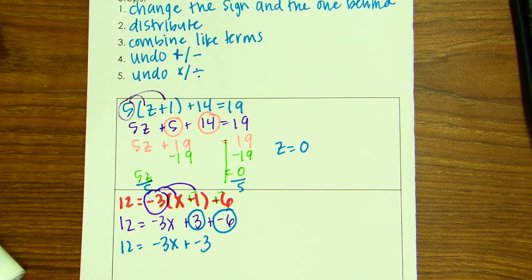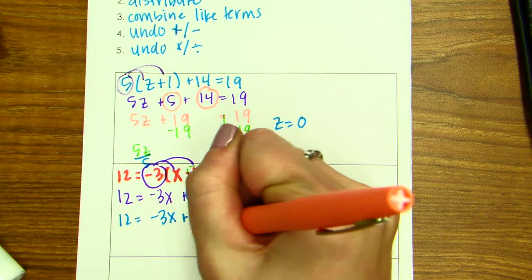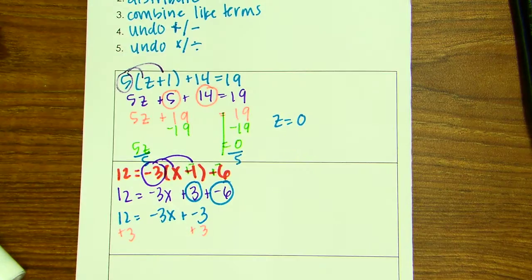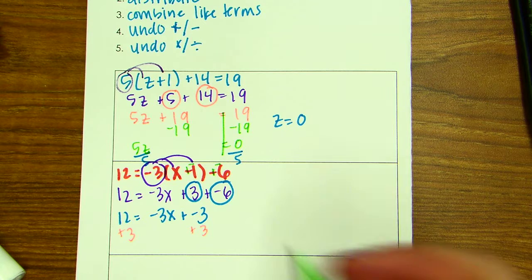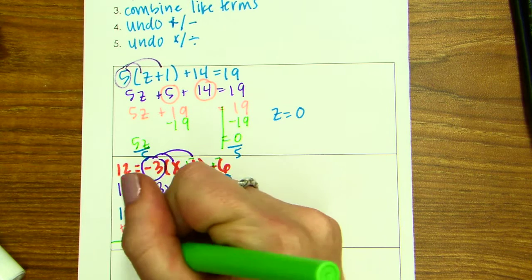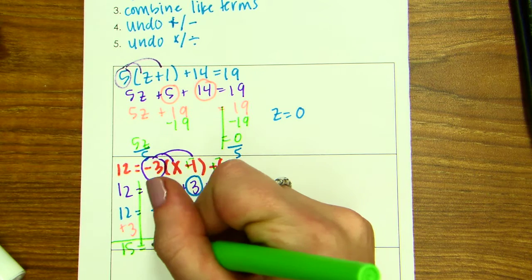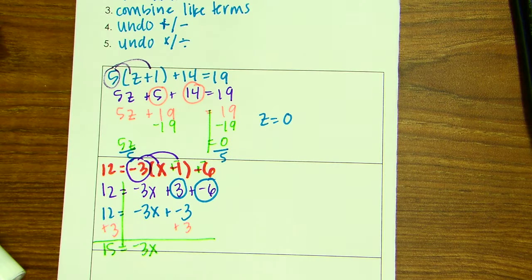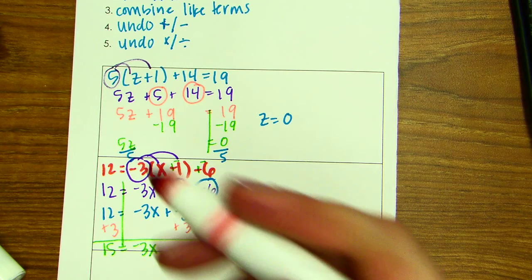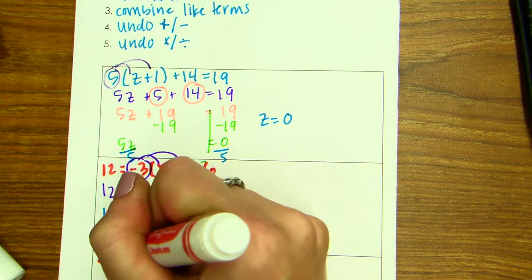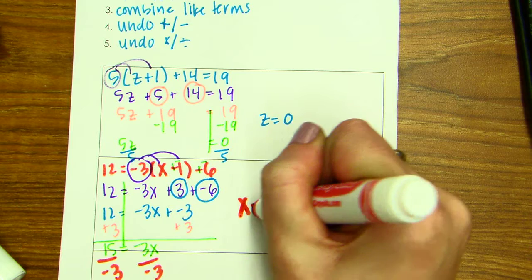Now I'm on step 4, undo addition and subtraction. So to undo the -3, I'll add 3. So I get 15 equals -3x. And then I'll divide by -3 on both sides. So I get x equals -5.